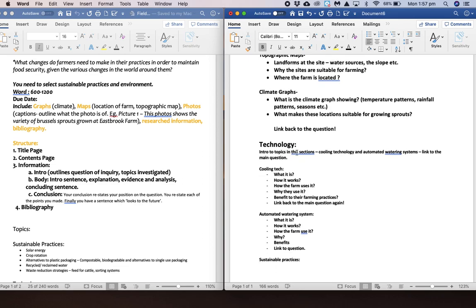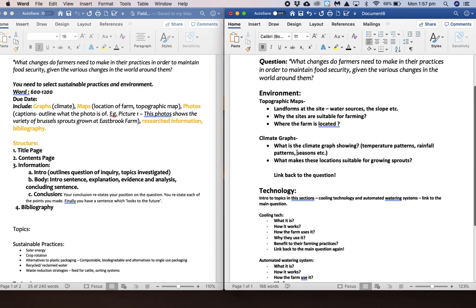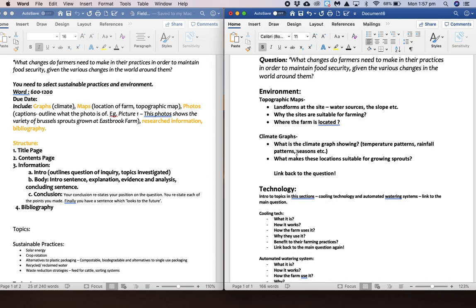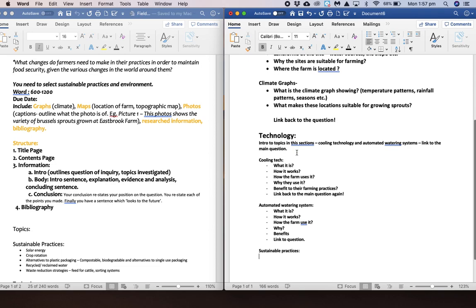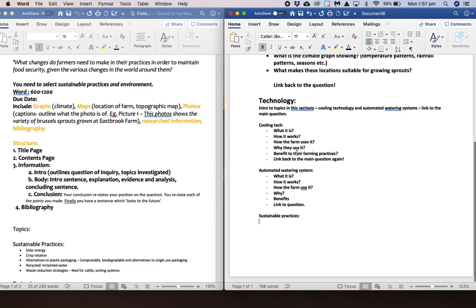It's not, I'll say it again, it's not about the technology, it's not a fact report, but this is an inquiry into how this farm is keeping up with the changes in the world around them, particularly surrounding this idea of food security. So you're going to do the same thing for sustainable practices.